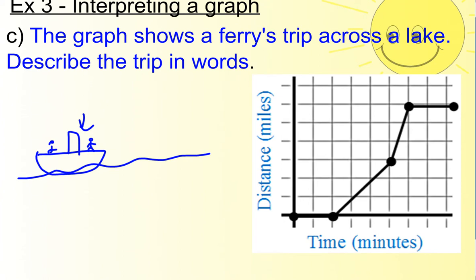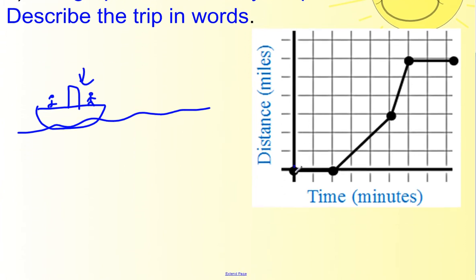All right, so let's see. Section 1, we're not moving. Okay, so in the first section, we're not moving. Section 2, we're moving, looks like pretty quickly. I mean, it's a nice slope. It's a pretty good rate of change. So moving somewhat quick. Sort of quick. Moving quick-ish.